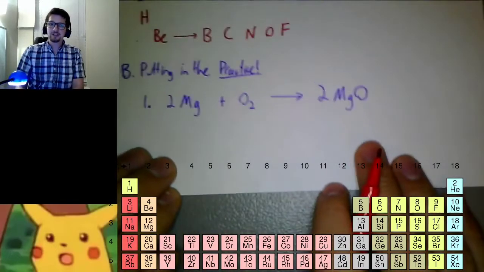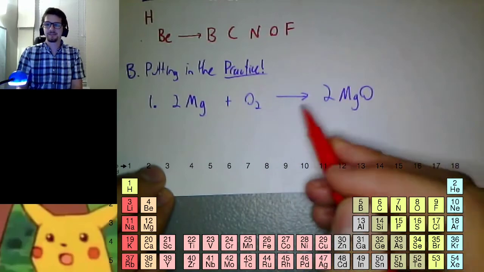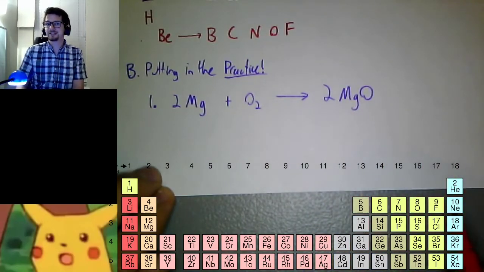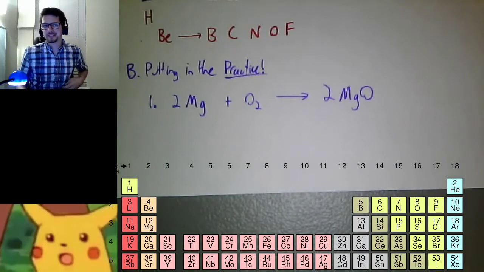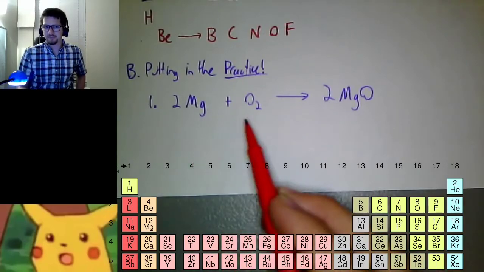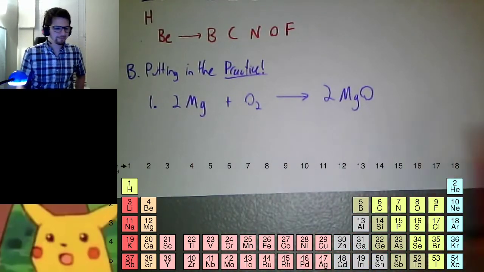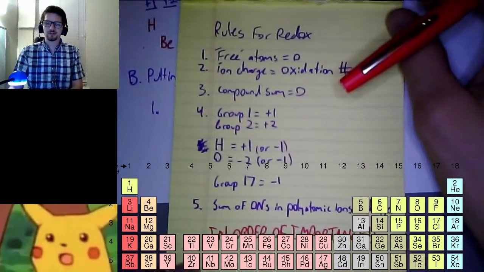So, if I have an equation of 2 magnesiums plus oxygen gas gives me 2 magnesium oxides. My assignment for you is going to be to figure out how do I tell what my oxidation numbers are in each piece. Okay? Let's talk through our rules real quick.